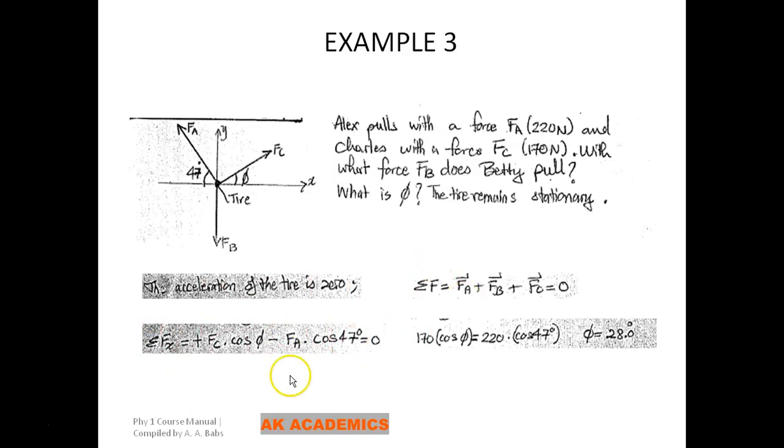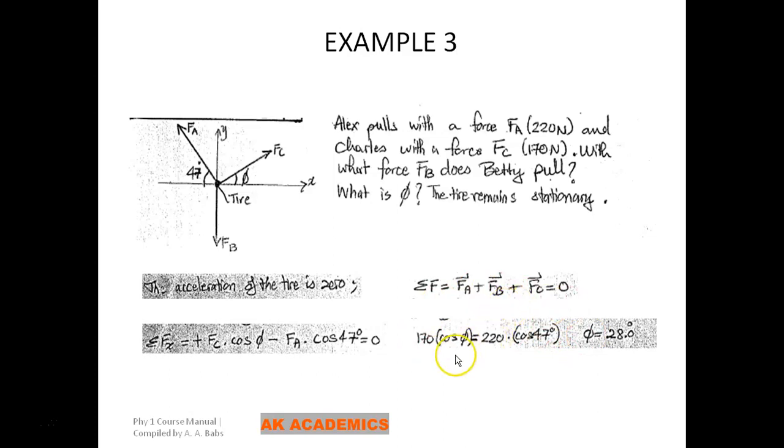If we plug in all of those values and our understanding into this equation, we obtain Fc, which is 170 cos phi, equals 220 multiplied by cos 47. 220 is our Fa from the question we have here. What we did here is that we said Fc cos phi minus Fa cos 47 is equal to 0. If that happens, we can take minus Fa cos 47 to the other side, or we can add Fa cos 47 to both sides. If we do that, we obtain Fc cos phi is equal to Fa cos 47.